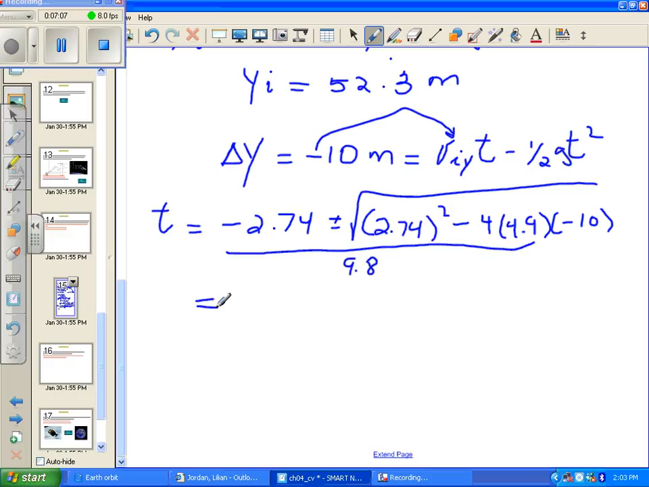This gives us a value of t of 1.18 seconds, which absolutely agrees with our prediction that a displacement of 10 meters downward should involve a time period which is smaller than 3 seconds.